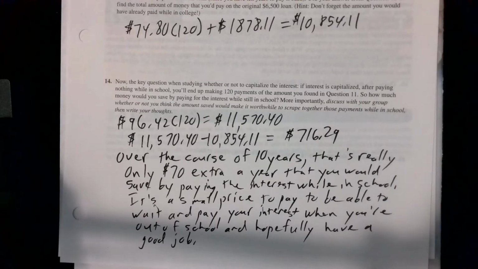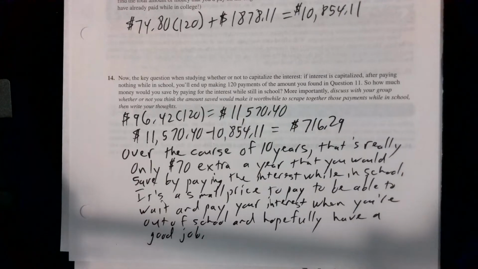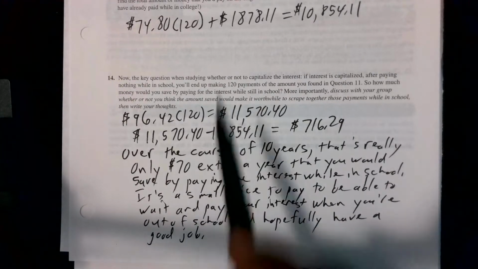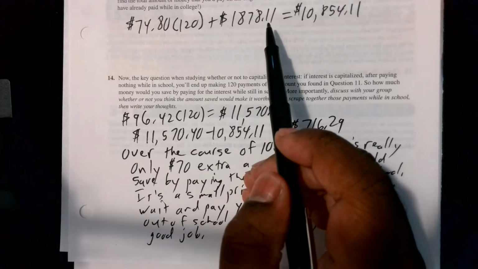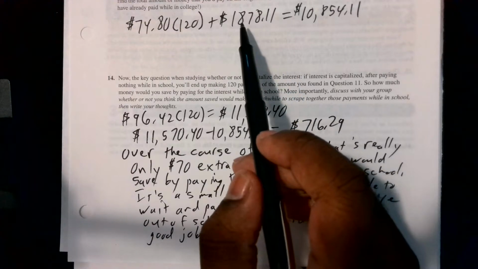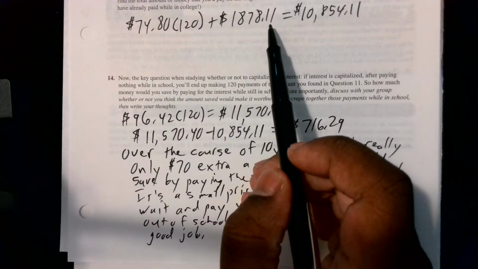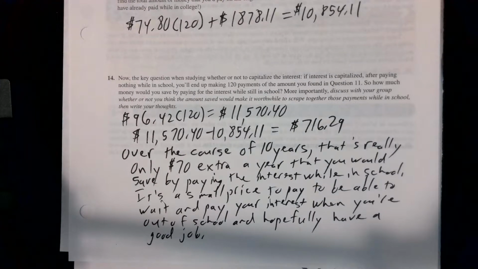Now, basically, what this is saying is that if you're like the typical college student that does not have that much money, paying that $1,878.11 while you're in college would be kind of tough. But if you have a good job, paying an extra $70 a year doesn't seem as bad.